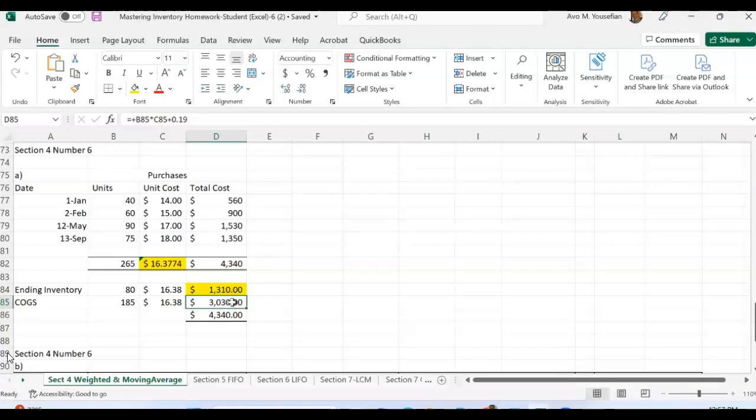Okay, and that gives us the total 4,340, which is equal to that. Now, those two numbers have to match. So you see available here, and when you say ending is this and cost of goods sold is this, if you add those two numbers, it has to match.